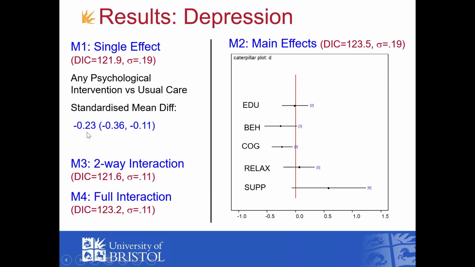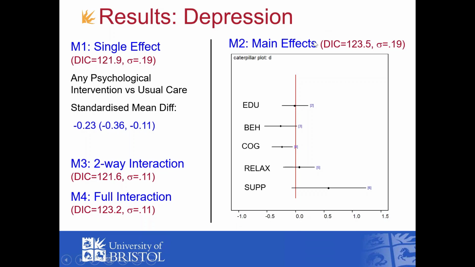If we just look at the lumped effect, we see that there's an overall standardized mean difference of -0.23, suggesting these interventions are effective for reducing depression following myocardial infarction. And if you look at the confidence interval around that, that's very much less than 0, suggesting that this effect is statistically significant.